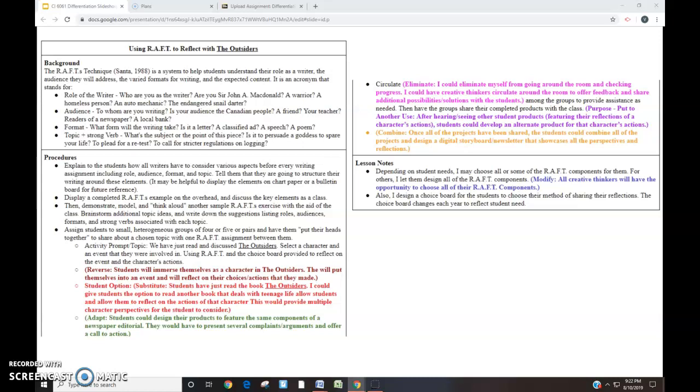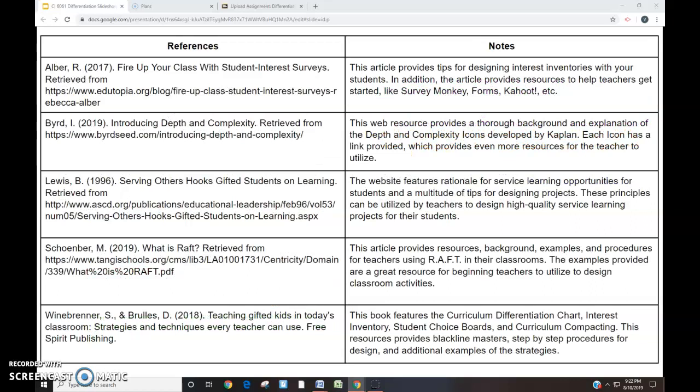A key question for teachers would be, how would you adjust a current activity with SCAMPER? The final slide shows all the resources that were provided and all the differentiation strategies in this presentation.